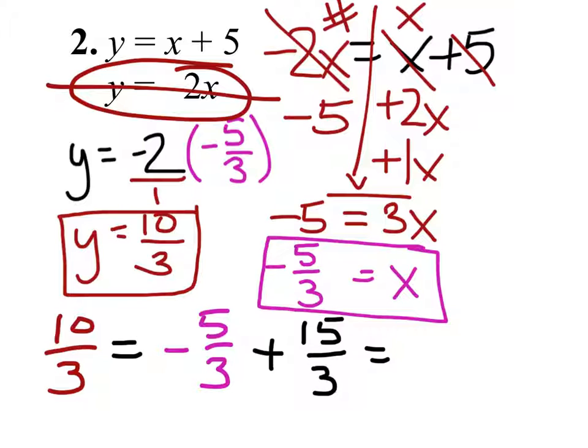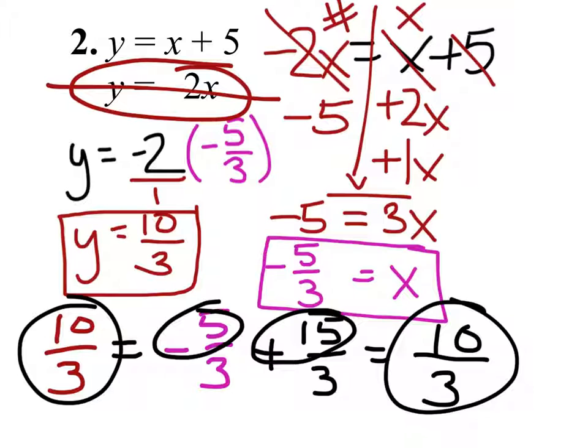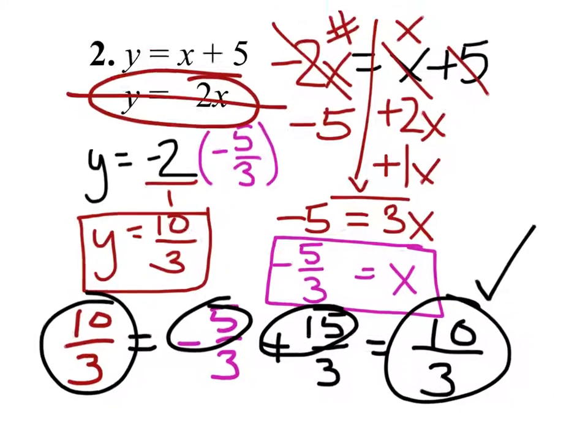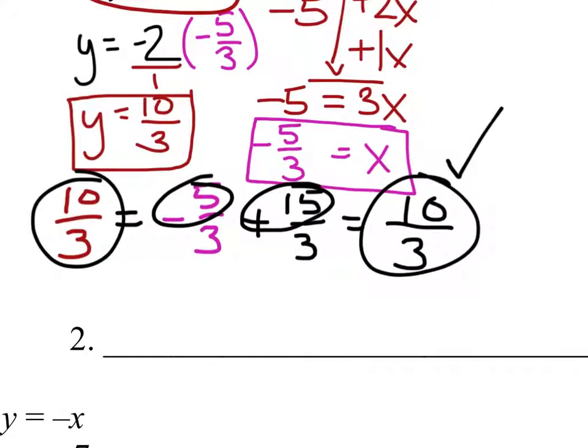So we've got a common denominator of 3. Negative 5 plus 15 is 10. That's the same as the answer that we got, so it checks. Please remember to write your answer as a coordinate pair. I got that one wrong, too. You got the question right?